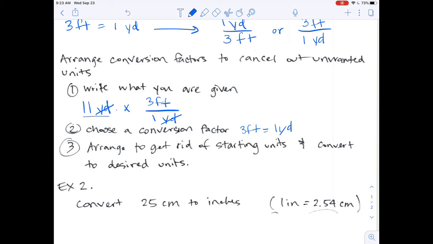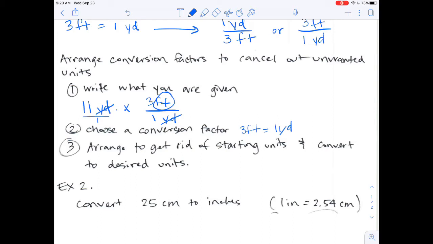You can imagine that this is like, mentally keep this over 1, but you're not cross multiplying and dividing. You're just saying that I have yards on bottom, I have yards on top, and they're going to cancel out. And so what I'm left with that didn't cancel out is the unit feet. Okay, so I've arranged them to get rid of the starting units, and I've converted to the desired unit.